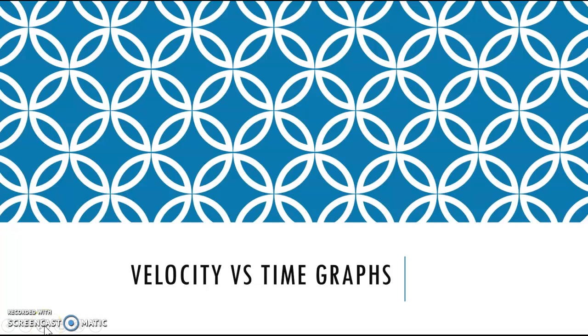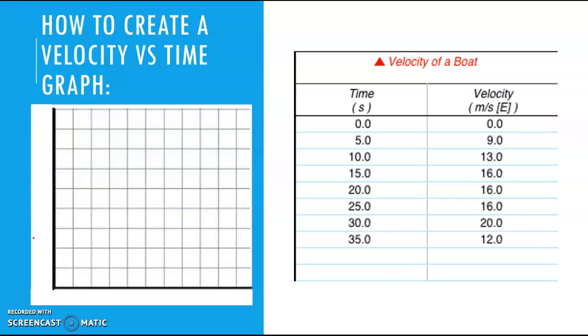Hi, in this video we're going to be practicing how to draw a velocity versus time graph. The scenario that I have picked out is the velocity of a boat. As you can see, we have a time. Our time goes 0, 5, 10, 15, 20, 25, 30, 35. So we're going from 0 all the way to 35 seconds.